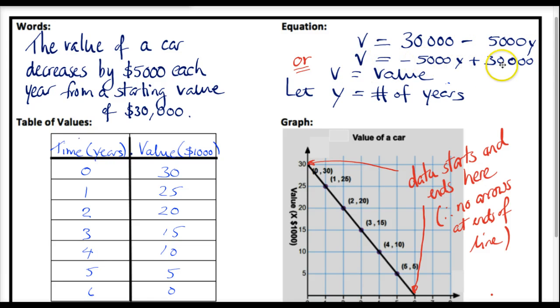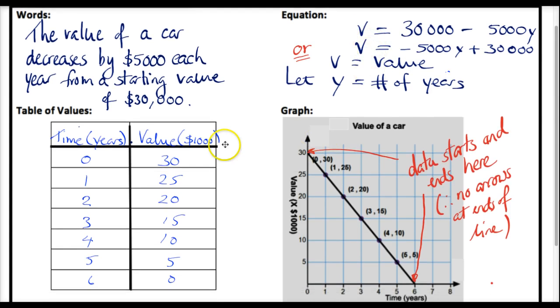But this one would be written with the variable part first, which is a normal convention in mathematics. So either of these is fine as a way of writing it. And then we can use the equation or the graph to get the table of values. In this case, we could just read the numbers off the graph, or we can calculate it from the equation.